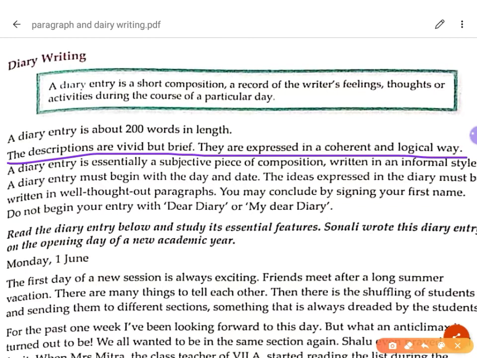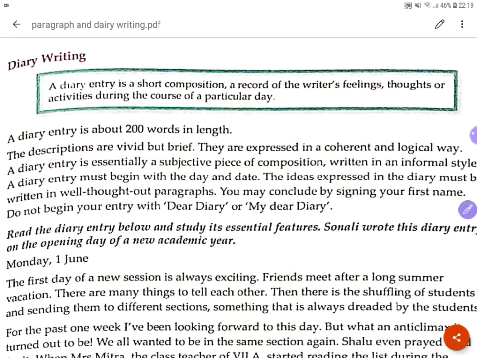Like whatever you have seen that your mind does not accept, but you have accepted it just because others wanted it. So you can feel the pressure, you came under the pressure and you did that. So to release that stress, you can write it down in your diary, and that should be based on logic, facts, statistics, right? Now a diary entry is essentially a subjective piece of composition, written in an informal style.